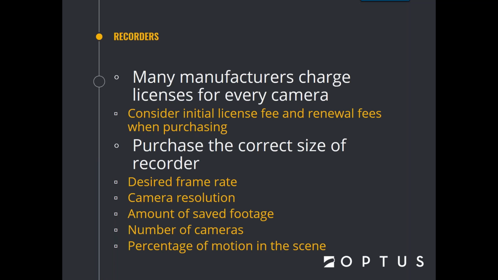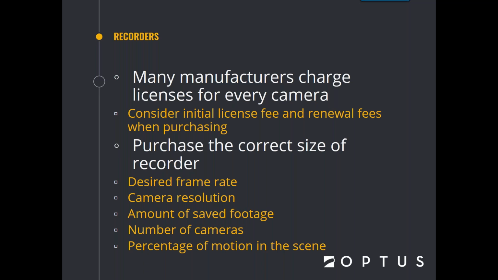We're going to move on to recorders just really quick. There are two types of recorders out there, DVR and NVR. DVR is for analog cameras, NVR is for IP cameras. What you need to look for in recorders is, one, many manufacturers charge a license for every camera. So you need to take that into account when looking at your solution. Are you going to have to purchase an initial license, and then what are the renewal fees every year? How much is that going to cost you?